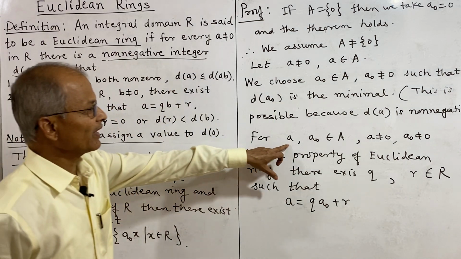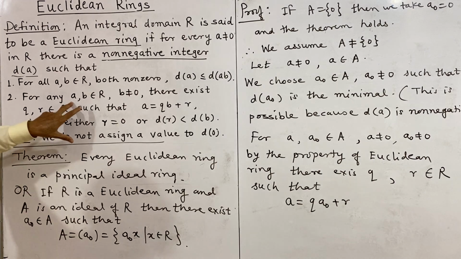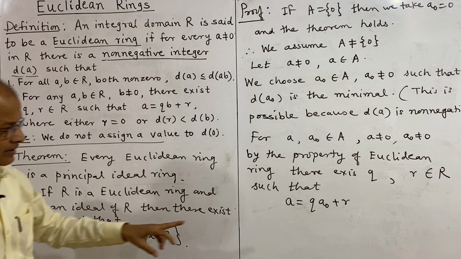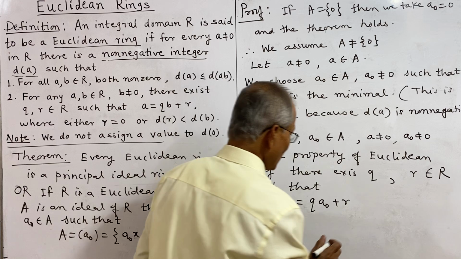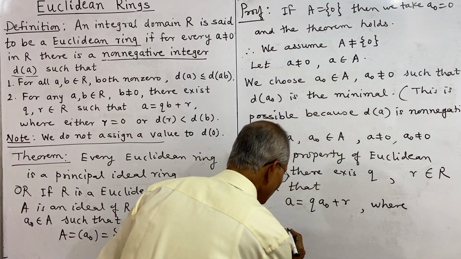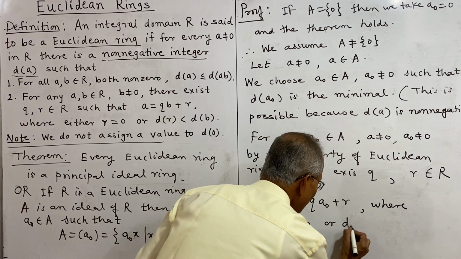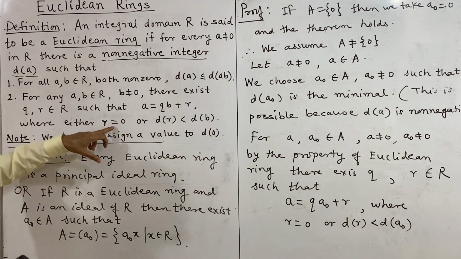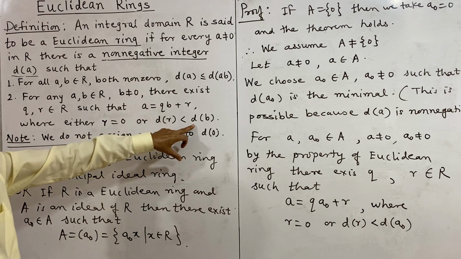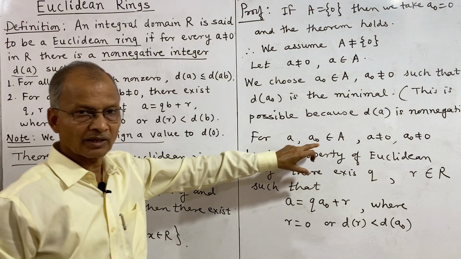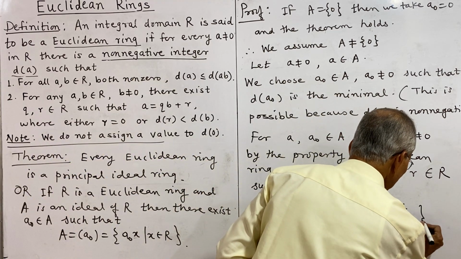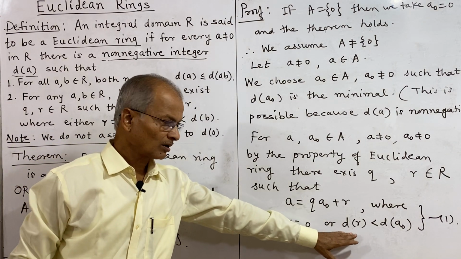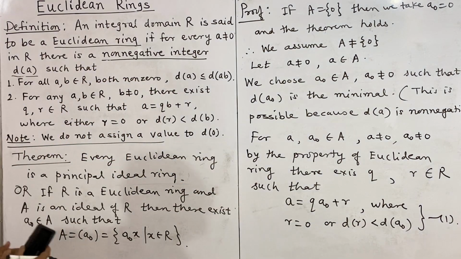See here, instead of a, b we have considered a and a0. For any a, b in R and b is not equal to 0, here we have taken both non-zero, a is equal to q into a0 plus r, where r is equal to 0 or d value of r is less than d value of a0, where r is equal to 0 or d value of r is less than d value of b. b is our a0, and we shall call this statement 1. Now you see, there are two possibilities, either r is equal to 0 or d of r is less than d of a0.